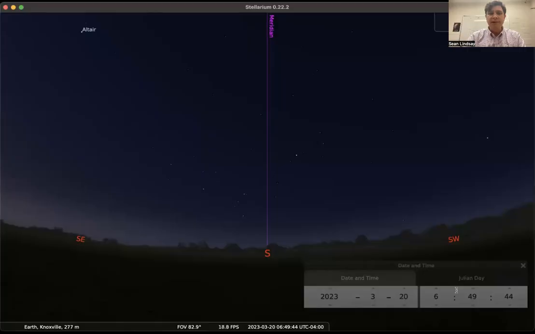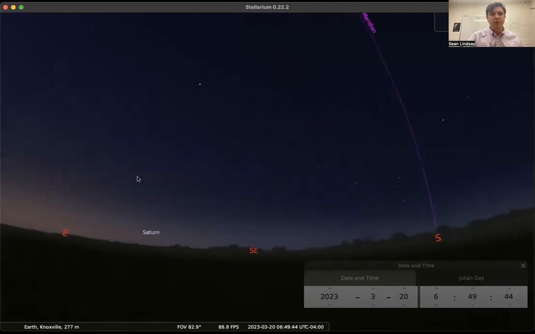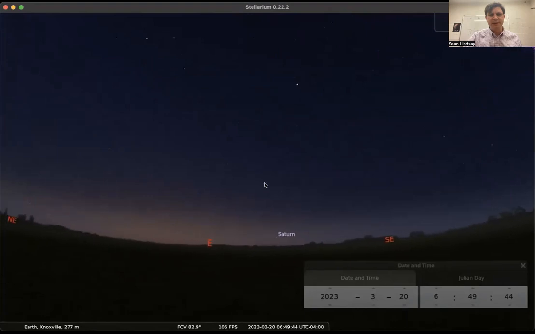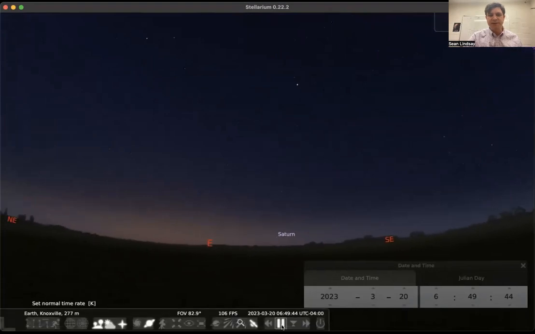So what I want to do now is show you a quick demonstration of what these daily motions look like using Stellarium. So now I've brought up Stellarium. I have this set up at the spring equinox just before sunrise. This purple line right here is my meridian. Notice that it goes through due south and up towards directly overhead. I'm just going to pan my view over towards the east. You can see the sun's about to rise, and I'm just going to get time moving.